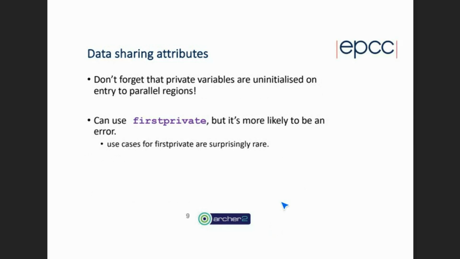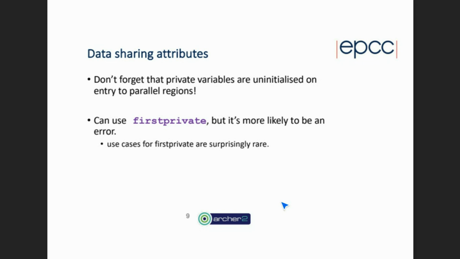Data sharing attributes. A common source of bugs is forgetting that private variables are uninitialized on entry to parallel regions. That's quite a common one. So clearly, you can use firstprivate to initialize private variables, but it's more likely to be an error. So use cases for firstprivate are surprisingly rare.